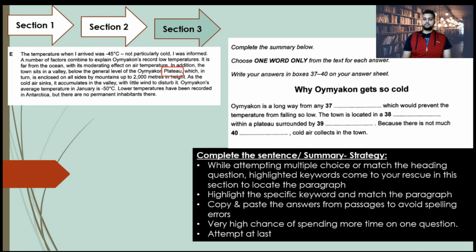You can attempt this. There are very high chances of spending more time on one question, because people find it very difficult to find the paragraph first, and they'll not be able to understand the synonyms, and they'll face a lot of difficulty. So one word for you: this summary should be attempted last, because you'll be reading all the passages again and again. So it will be easy for you. You'll know in which paragraph this sentence is mentioned.